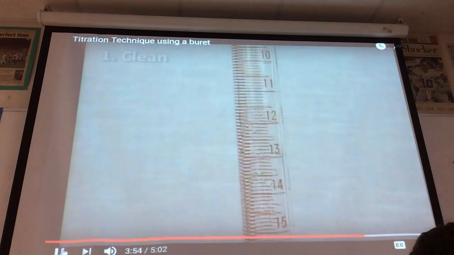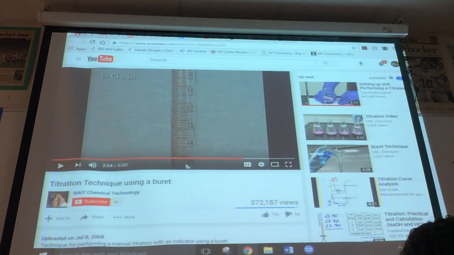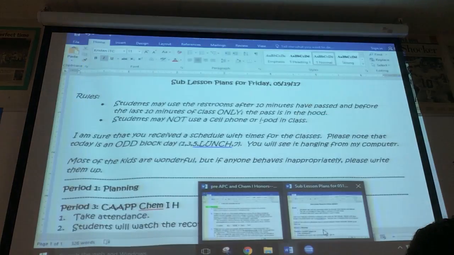Let's review the steps. All right, and so that's how you perform a titration, and I'll illustrate that for you in the lab next week so that you get a good feel for it. And that link is in your notes in the event that you want to go back and review the video.